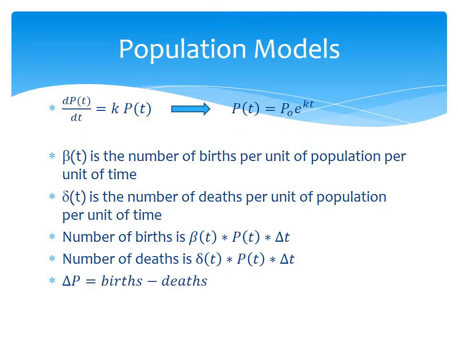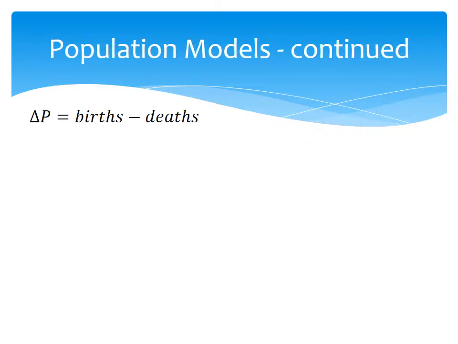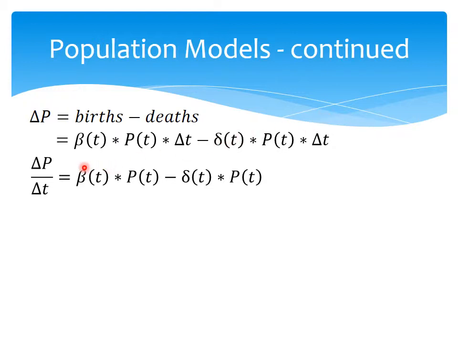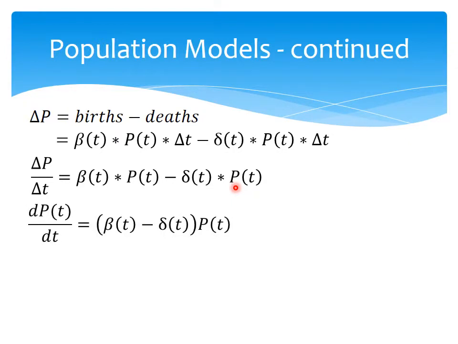And to get our change in population, we have to take our births, subtract our deaths, and that should actually get us our change in population. To do that, we get this equation. So if I divide by my delta t, I get a differential equation where I get my birth rates per population per time times the population minus our death rates per population per time times our population. You can factor out a p, and you get this differential equation.